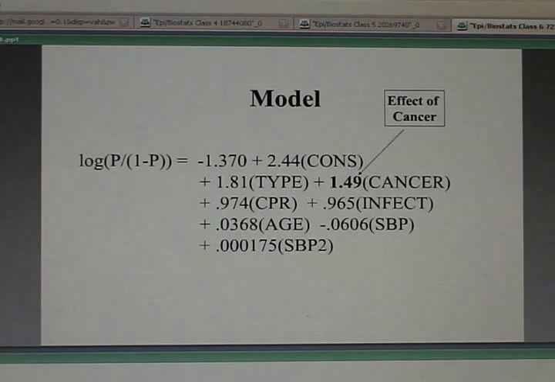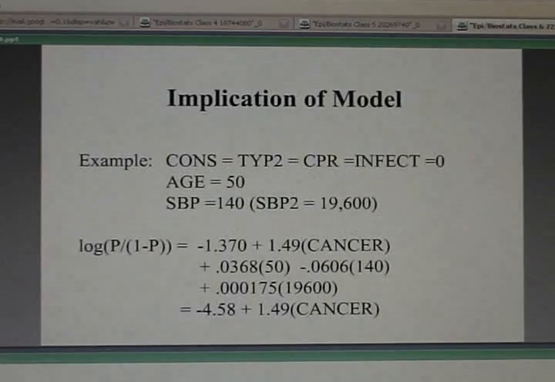19,600 for blood pressure squared. The model becomes what we have here on the bottom. You do all the... going to equal minus 4.58 plus 1.49 times whether he or she has cancer or not. This is what the model becomes for that type of person. It has this constellation of risk factors.